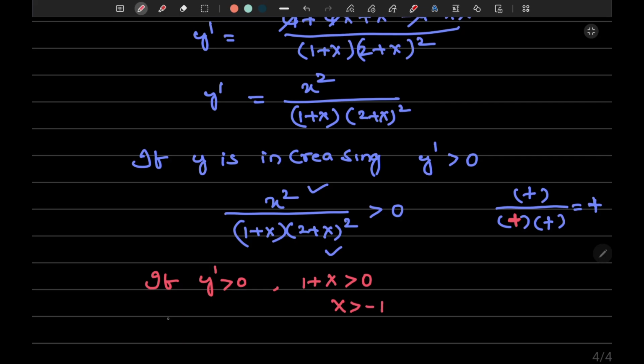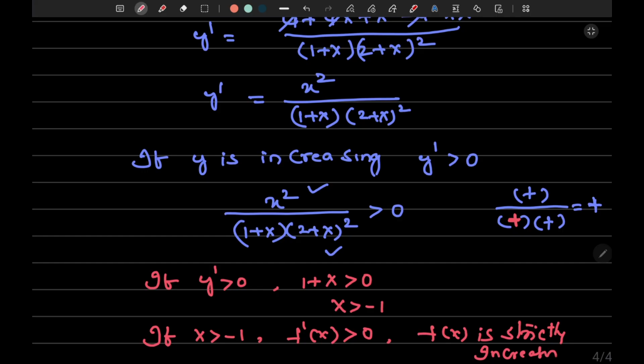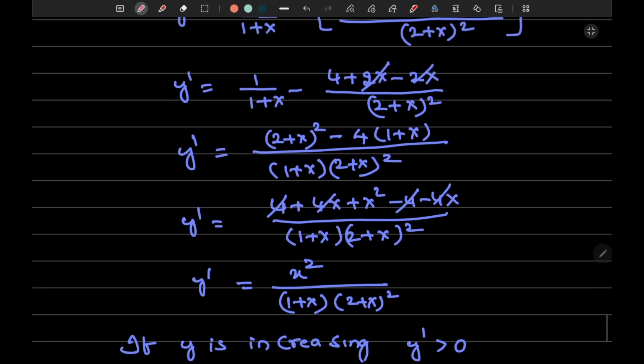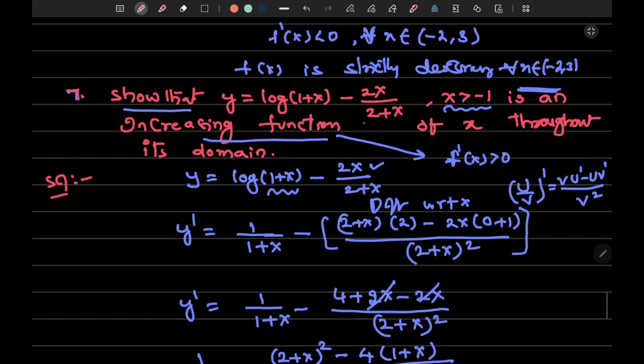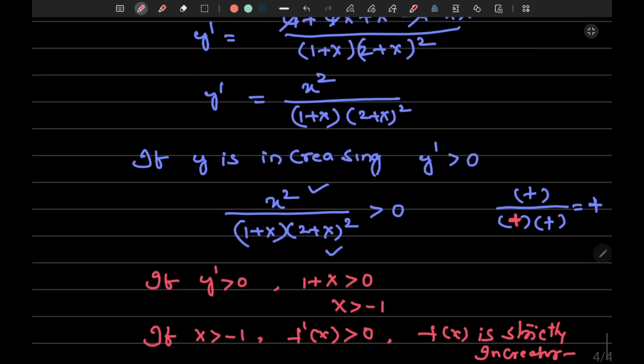So what we understood: if x is greater than minus 1, then f dash of x, meaning y dash, is greater than 0. Y dash greater than 0 means f of x is strictly increasing. That is what they are asking. Okay, na? See the question here: show that the function is an increasing function throughout its domain. What domain have they given? Domain they given as x greater than minus 1. Yes, we got it. So f of x is strictly increasing. F dash of x greater than 0 means f of x is strictly increasing throughout its domain. Yes, ma'am.